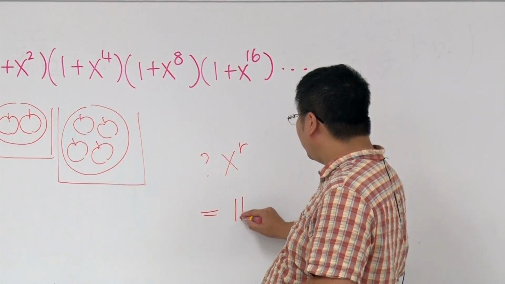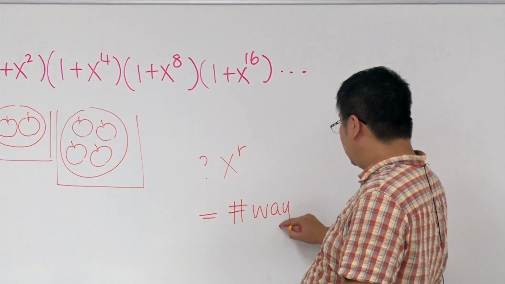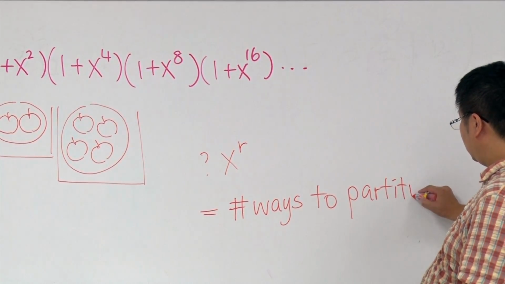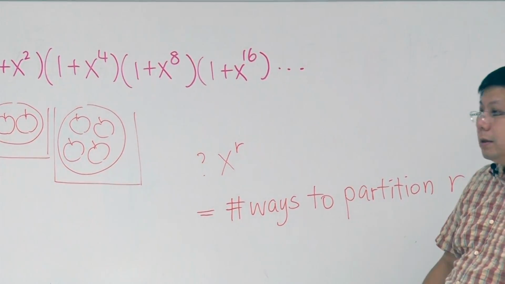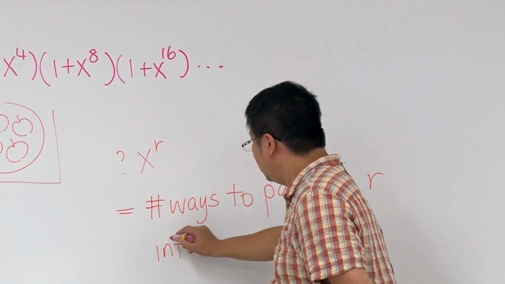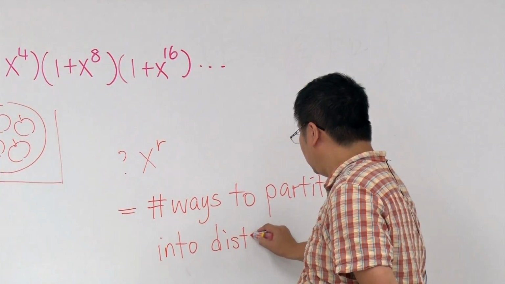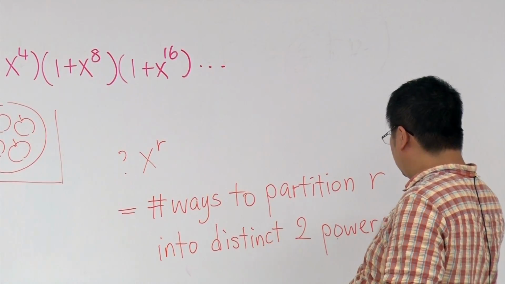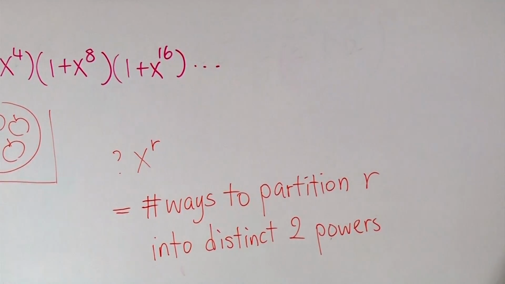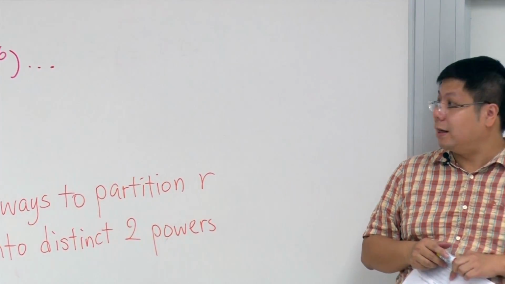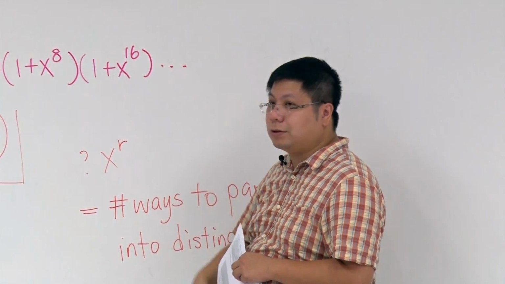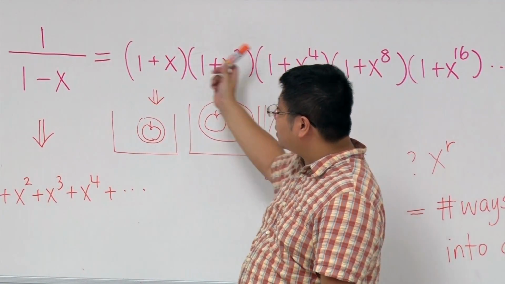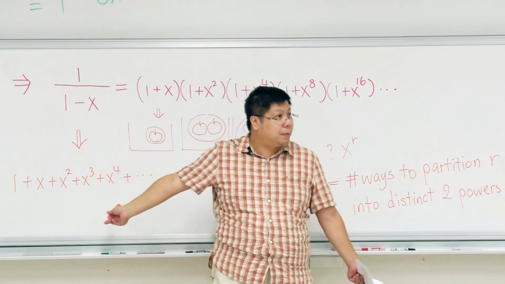Okay, so the number of ways to do this selection is exactly equal to the number of ways to partition r into distinct 2 powers. Is it okay? Does that make sense? So this question mark is going to be this one. And now, if you compare this one, because this generating function is the same as 1 plus x plus x squared plus and so on.